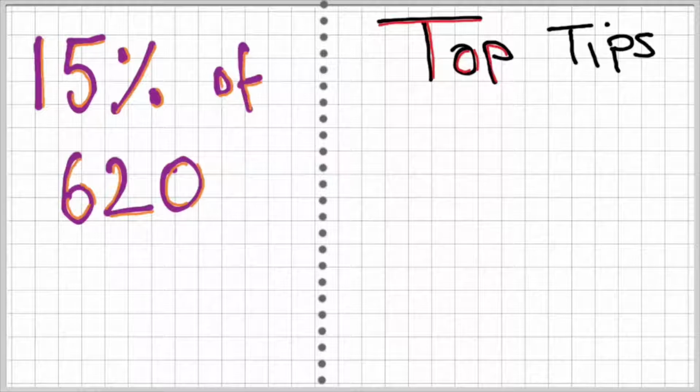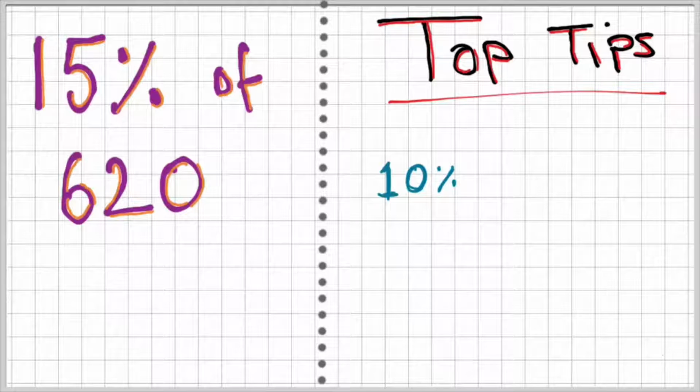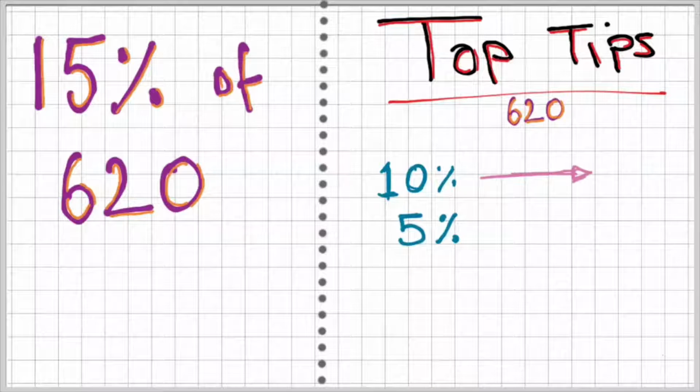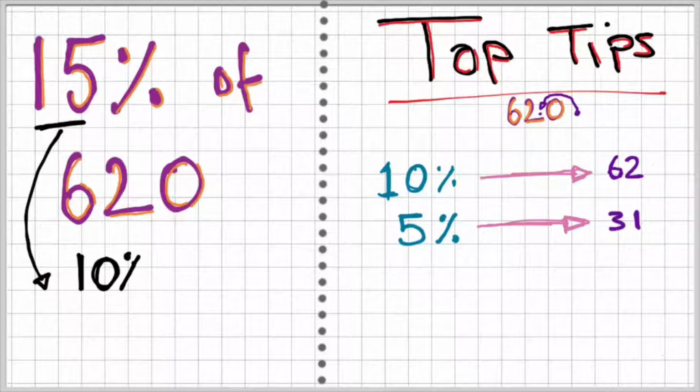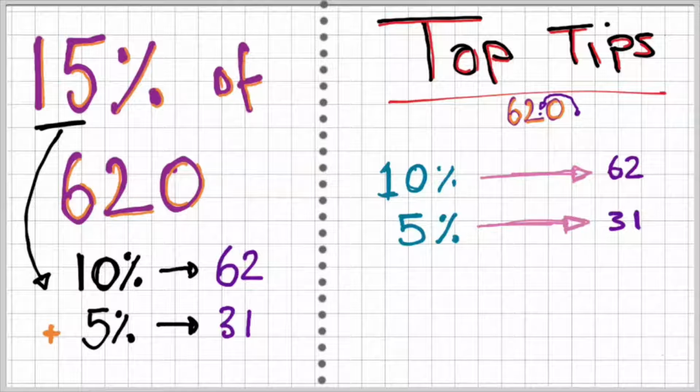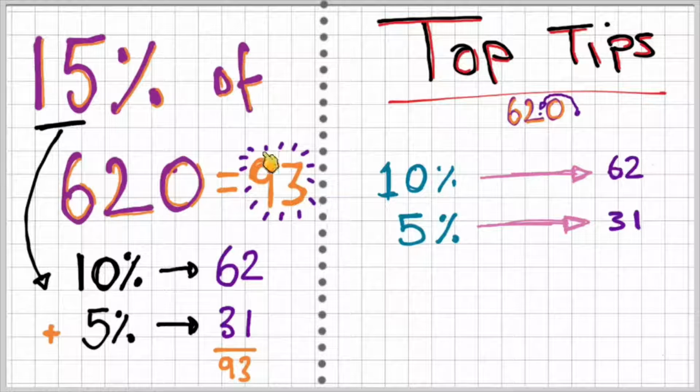So remember here the top tips. Well, what we need then is 10% of the number and 5% of the number. So 10% of 620, remember we just moved the decimal place once to the left, which will give us 62. And then 5% would be a half of 10, which would be 31. So 15% would be 10% plus the 5%, which in this case is 62 plus the 31, which will give us a total of 93. So 15% of 620 is 93. Now we can do that quickly in our heads because the top tip is that we're dividing 15% into 10% and 5%, which are both really easy to figure out.